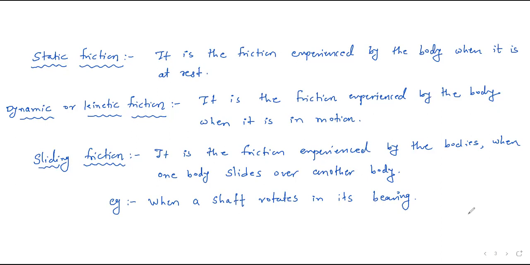Okay. And when that shaft moves, that bearing is also moving up and down. So there is a sliding of that bearing over that shaft. Okay. So there the frictional force is getting generated, and this is the example of the sliding friction, or the simple example of the sliding friction.